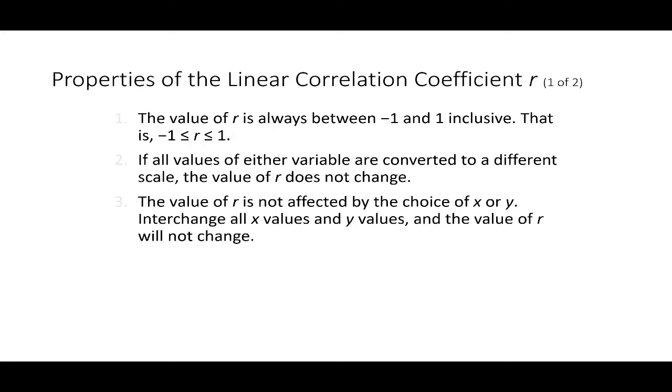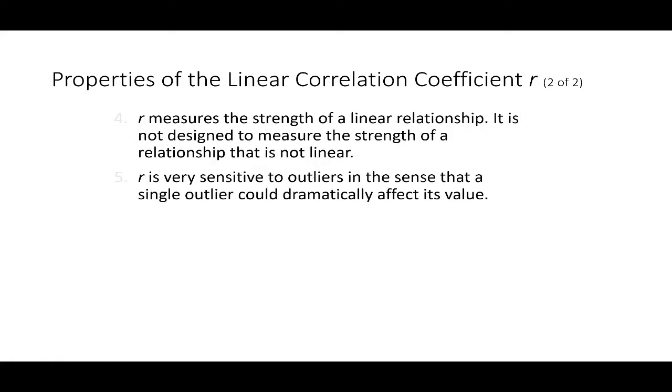Some properties of the linear correlation coefficient: one is that it should always be between -1 and +1, including -1 and +1. It cannot be more than 1 or less than -1. If all values of either variable are converted to a different scale, the value of r does not change, and the value of r is not affected by the choice of x or y. You can exchange which one you choose as x and which one as y. And r measures the strength of a linear relationship. It is not designed to measure the strength of a relationship that is not linear. So if it's not linear, then r cannot be used.